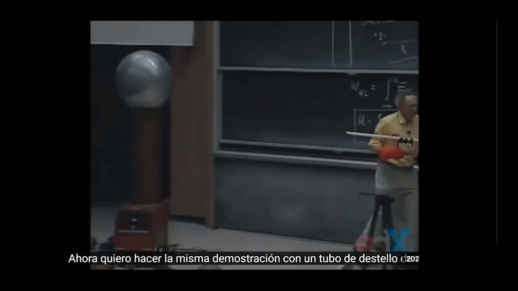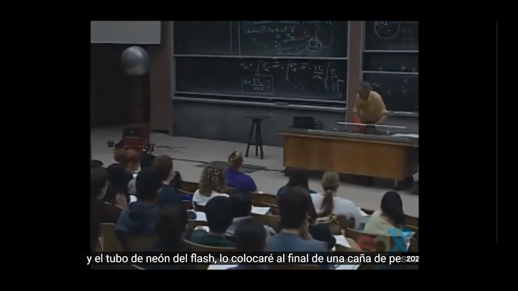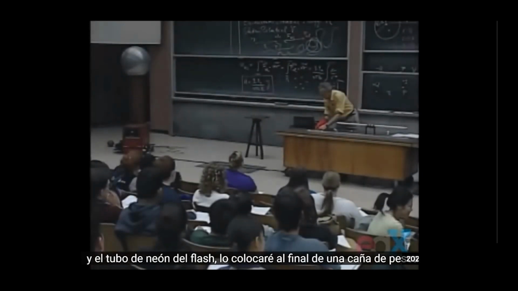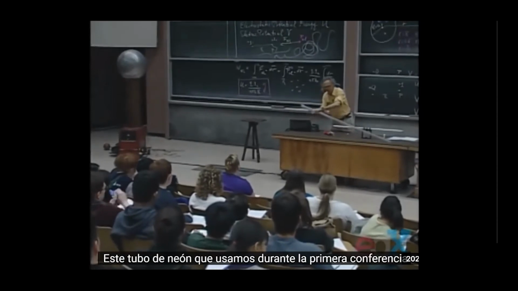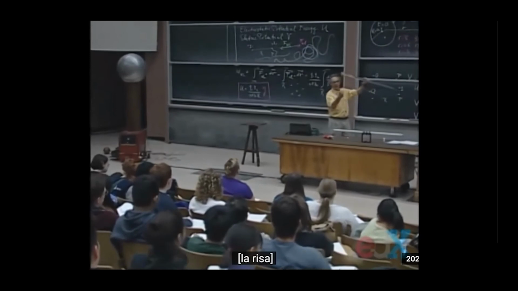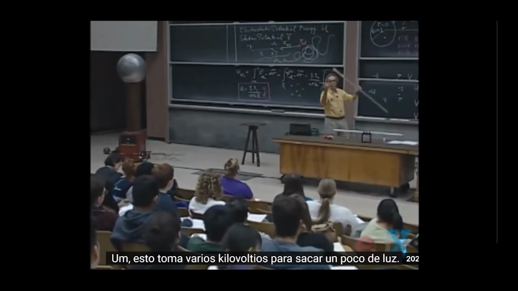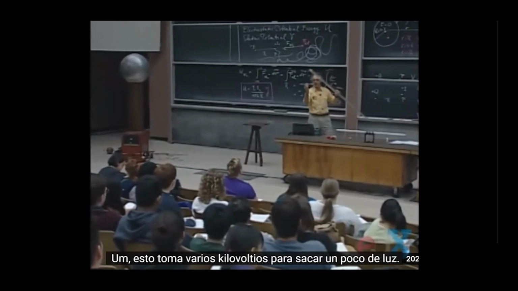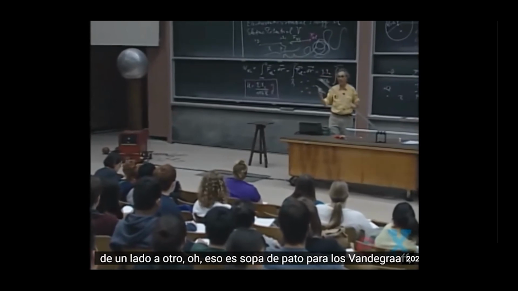Now I want to do the same demonstration with a neon flash tube. And the neon flash tube I will place at the end of a fishing rod. This neon flash tube we used during the first lecture when I was beating up students. But I've learned not to do that anymore. This takes several kilovolts to get a little bit of light out of it from one side to the other. Well, that's duck soup for the Van de Graaff.